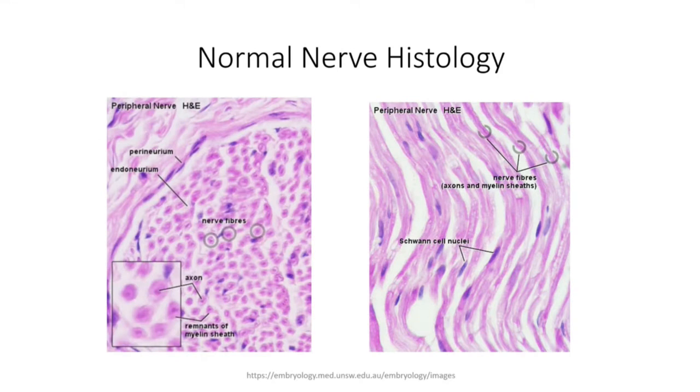This is a more zoomed in slide that shows the same things. Here, I just wanted to draw your attention to these nerve fibers, which are a combination of axons and myelin sheaths from the Schwann cells, and then the endoneurium, which is in between the two.